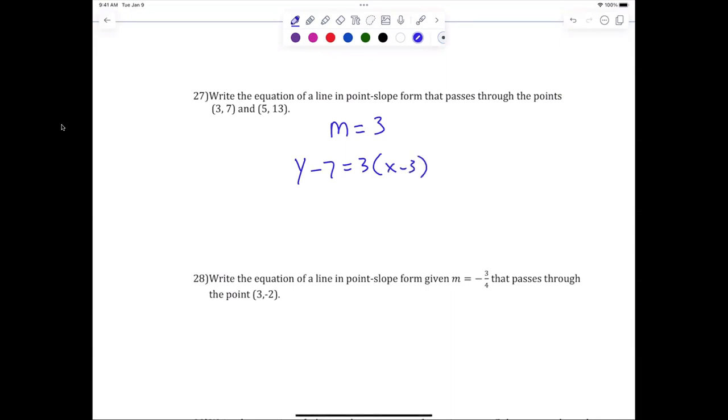Perfect. All right, that's what we want. Now, from here, you could have chosen the other point, which was y minus 13 equals 3 times x minus 5. Either one of those is good. Anybody have any problems with that?